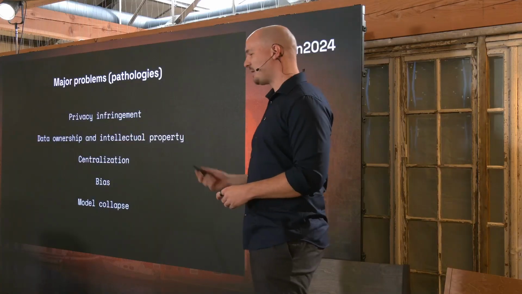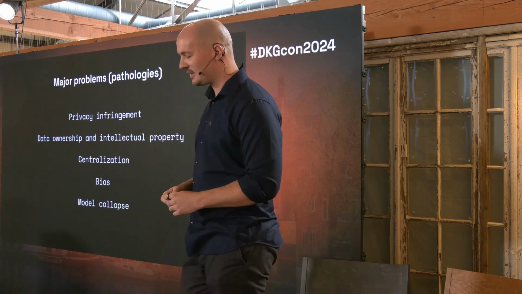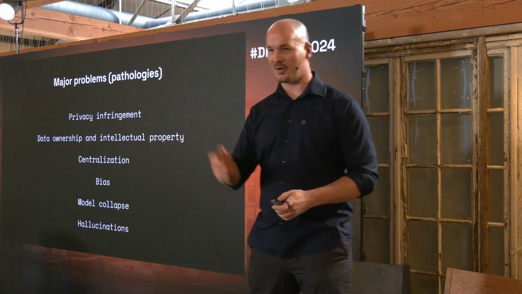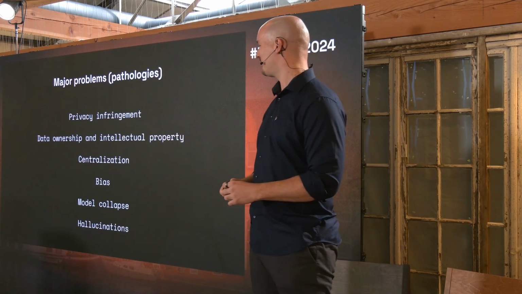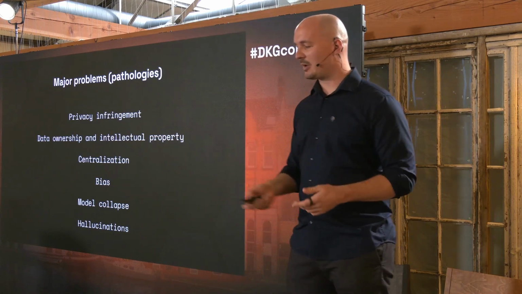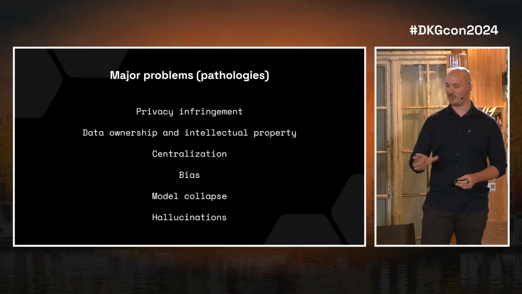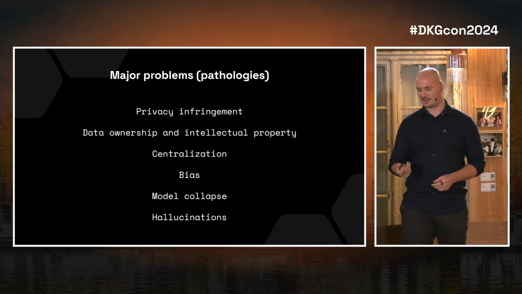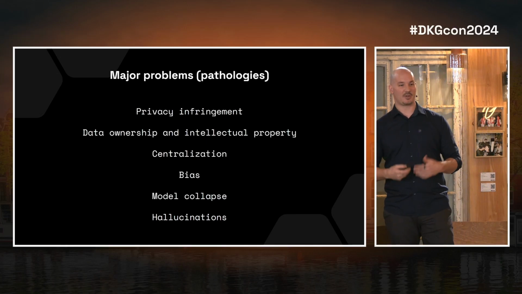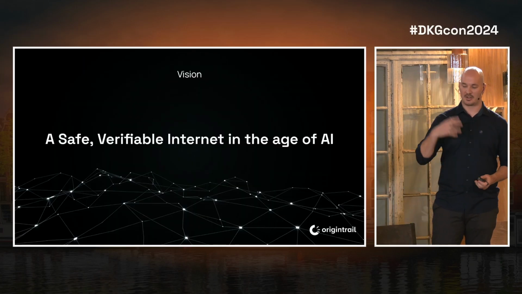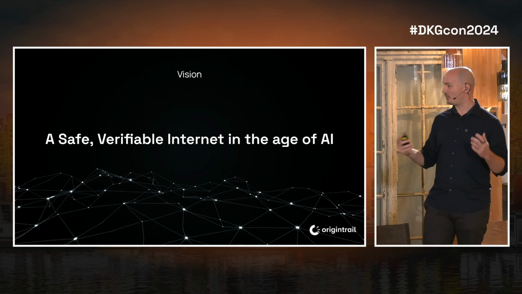And as Bob already mentioned, model collapse is a big issue, and ultimately we are all going to hear about hallucinations here today a lot. These are some of the big problems, or pathologies, as Bob Metcalfe has beautifully labeled them, and the solution to this problem that we present as an ecosystem is something we call a safe, verifiable internet for AI.